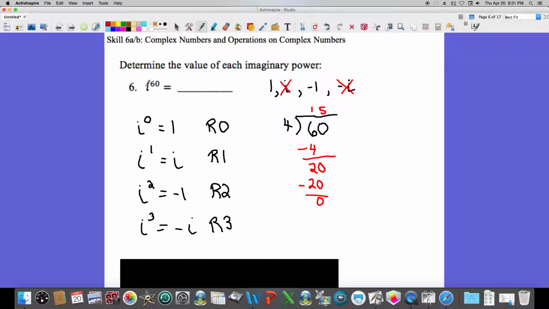So we knew when we saw an even exponent, we immediately ruled out i and negative i, and I was expecting either a remainder of 0 or a remainder of 2 because the exponent was even. I have a remainder of 0. i to the 60th power simplifies to the number 1. We're done. All right, let's look at the next one.